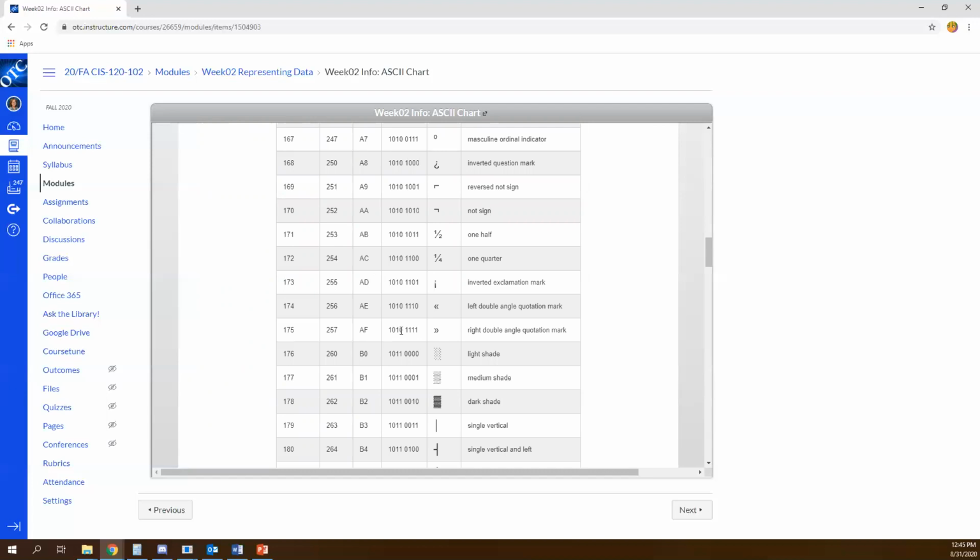But that's why as developers, it's so important for us to specify that data type, because otherwise the system doesn't know how to convert the data that's stored in memory to the data that we want to use in our program.